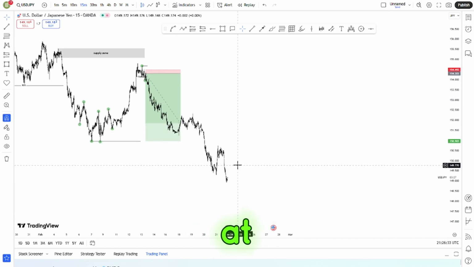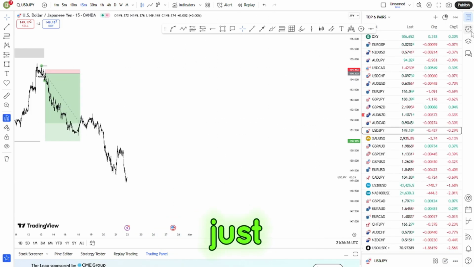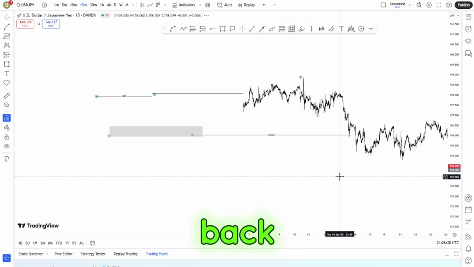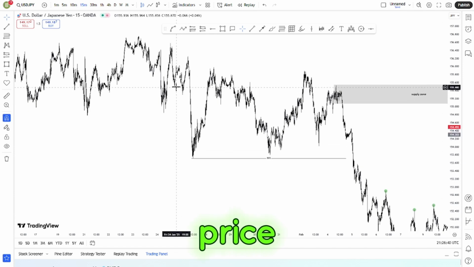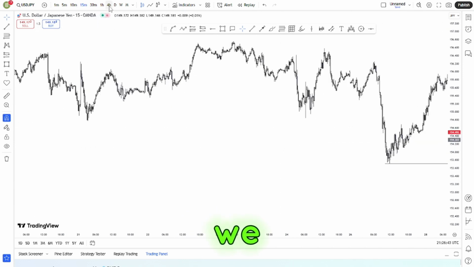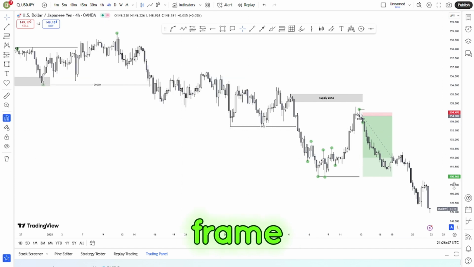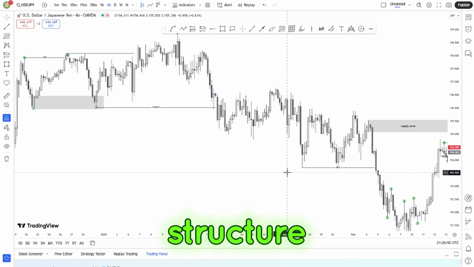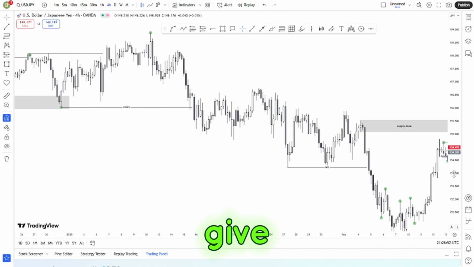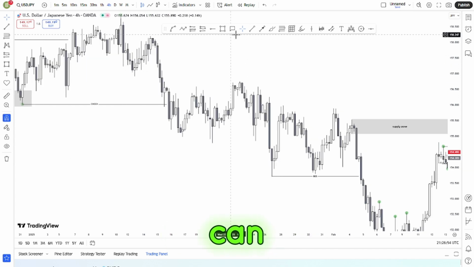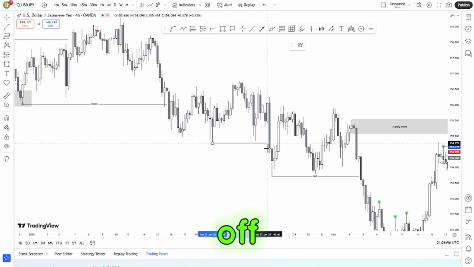And we can just look at other examples. Let me just go back into this price action here. So we can switch back to the 4-hour time frame, just because we need a higher time frame bias or higher time frame structure before we can give you a valid example. So as you can see here, we had a break of structure.